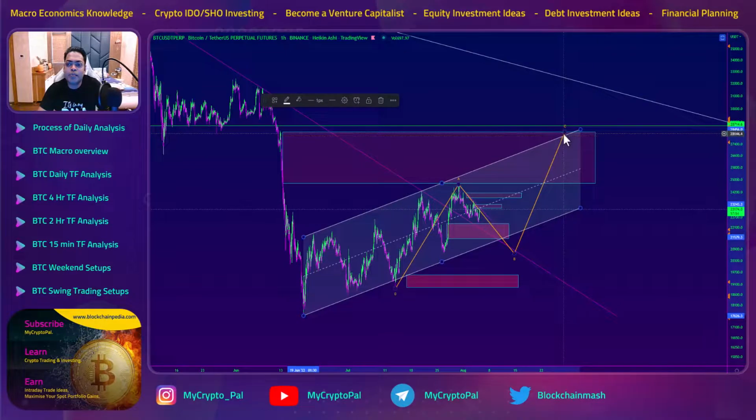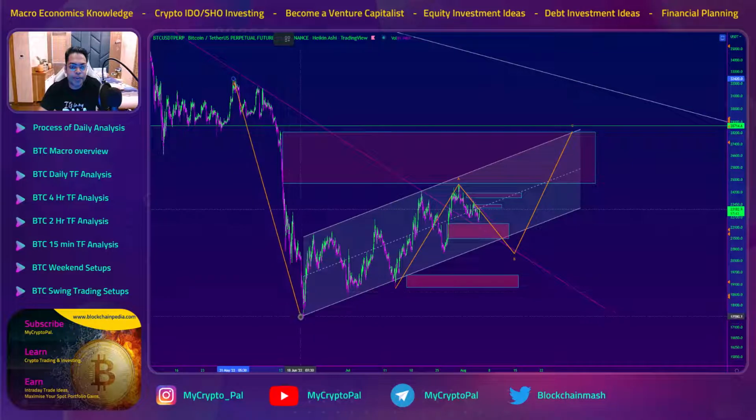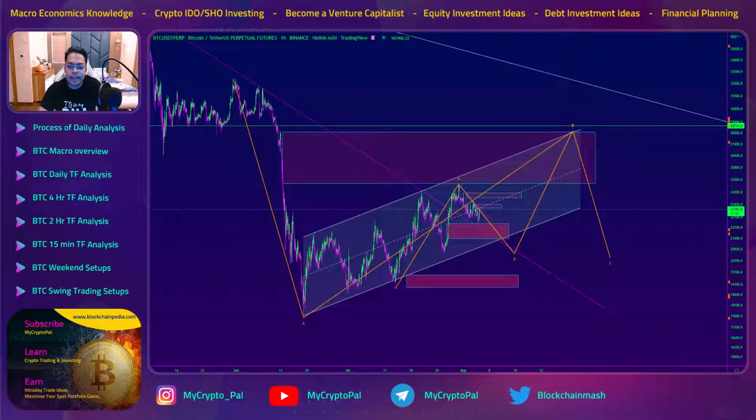Okay, now markets would have grabbed whatever liquidity is there on top, and this is going to complete our macro ABC, which we were talking about here. Yeah, this will be our B, this will be the A, this will be the B, and then we can come down and expect the market to either test lower lows or at least come here and then start the 1, 2, 3, 4, 5 pattern to the upside.